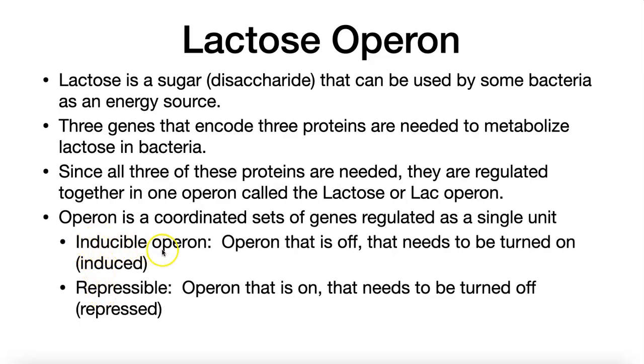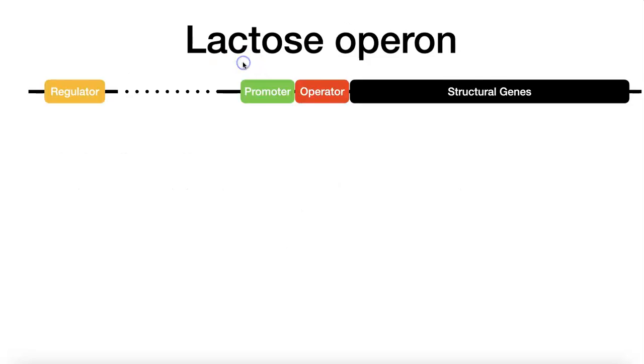Now, operons are used within prokaryotes, and they can be categorized in one of two ways. There are inducible operons, which the lactose operon is an example of. Inducible operons' default state is off. So that means the operon is off, and something needs to happen for it to be turned on, or as we say, to be induced. There's another category of operons that are said to be repressible, and their default state is on, so they're always on, and something has to happen in order for them to be turned off, so they need to be repressed.